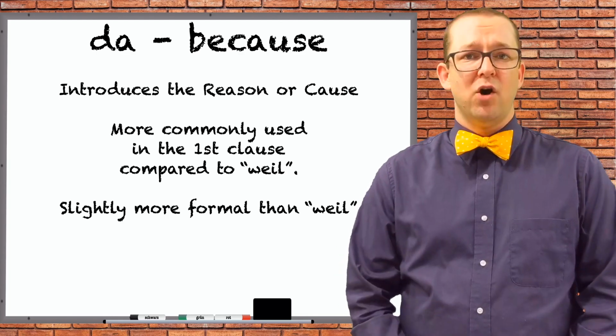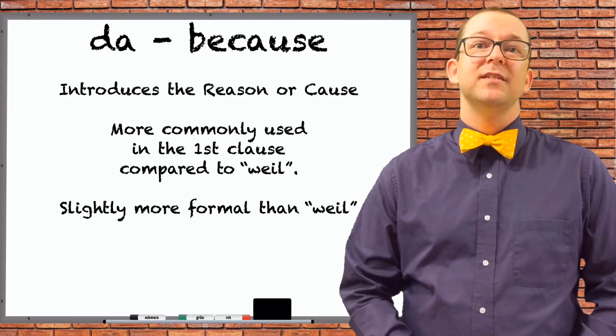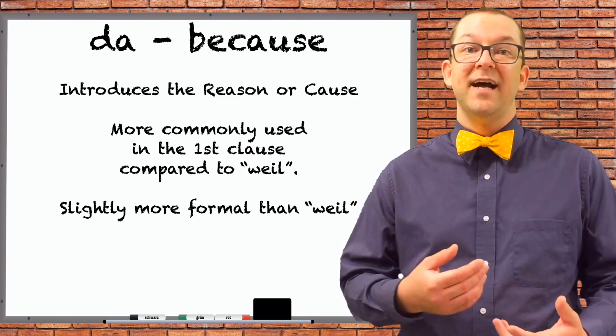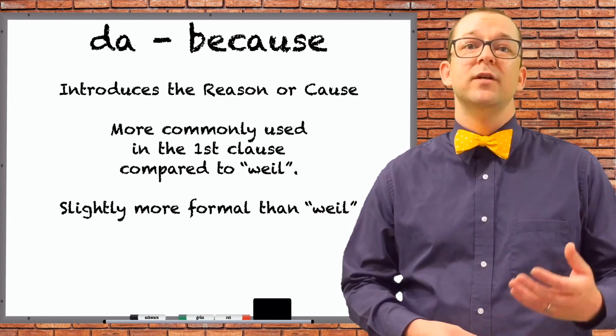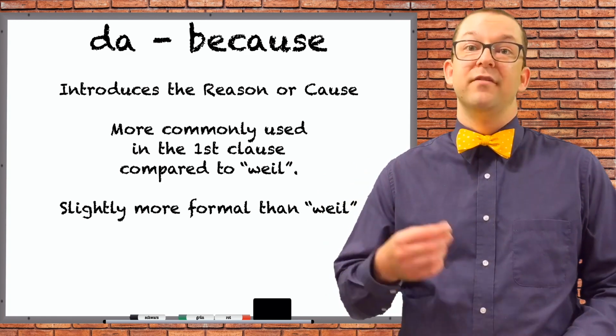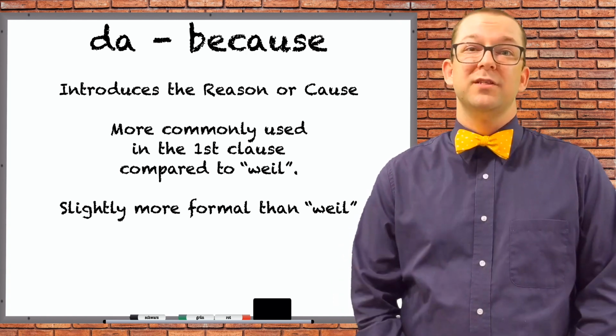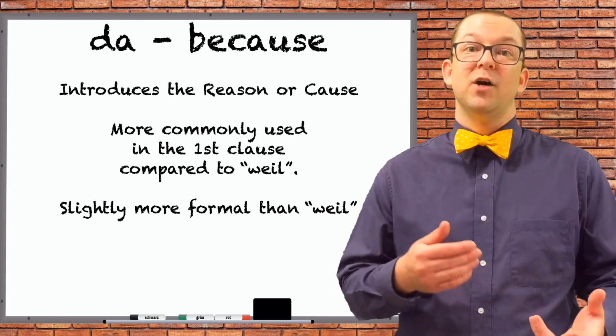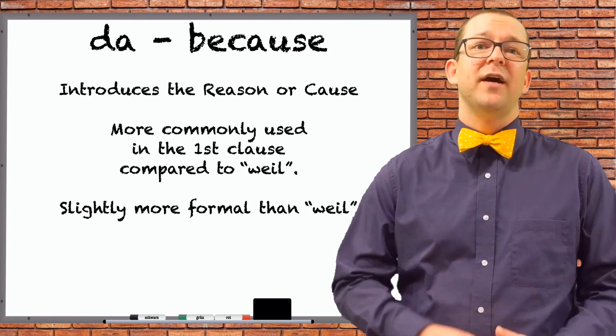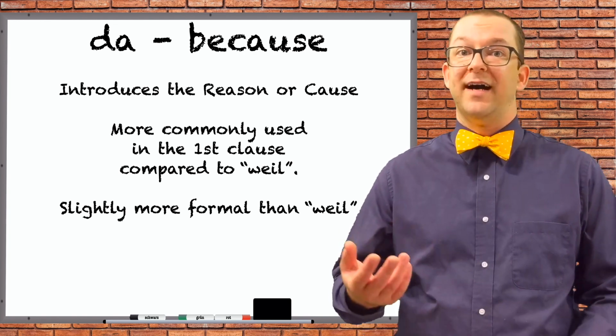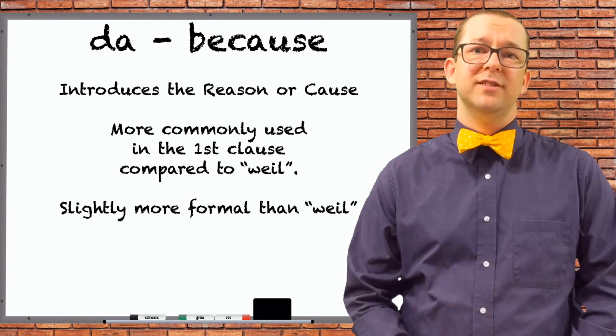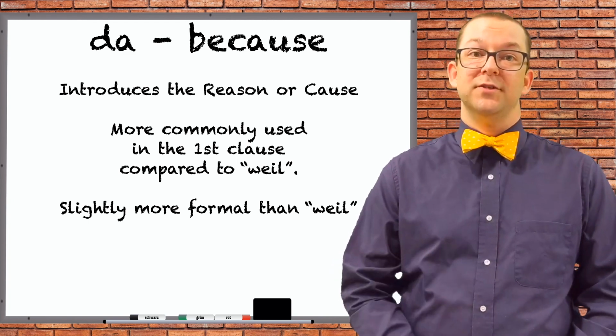Another word that means because is da. This one is considered slightly more formal than weil is, and is more common to see this one in the first clause of a sentence rather than weil. Other than those two slight differences, weil and da are pretty much interchangeable. If you find yourself unsure which you should use, weil or da, you should probably use da, as it is the more formal of the two.